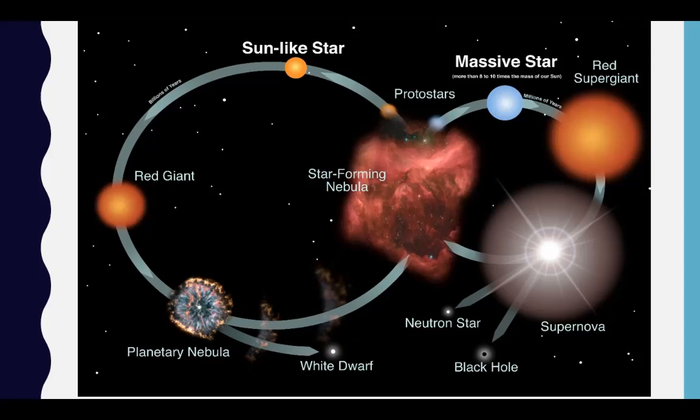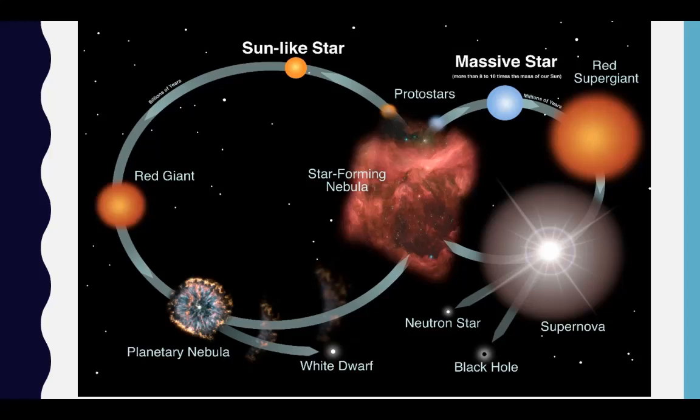Now, if you're dealing with a small sun-like star, you're going to take the left path here. It grows into what's called a red giant, and as it goes through the collapse, it produces what's known as a planetary nebula. The star itself will eventually fade into a white dwarf. The casing for it will produce a star-forming nebula, which has the ability to produce new stars in the future.